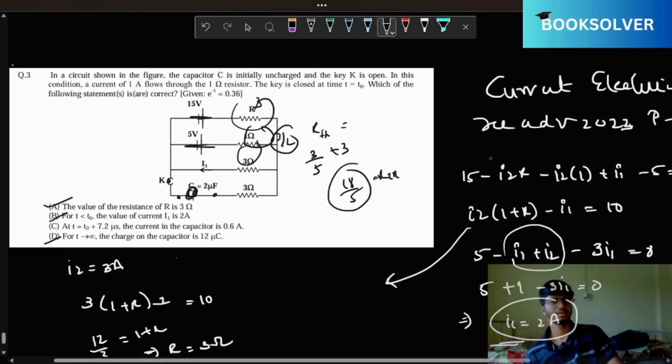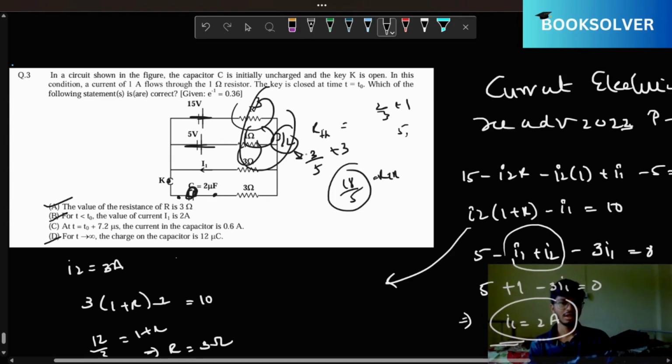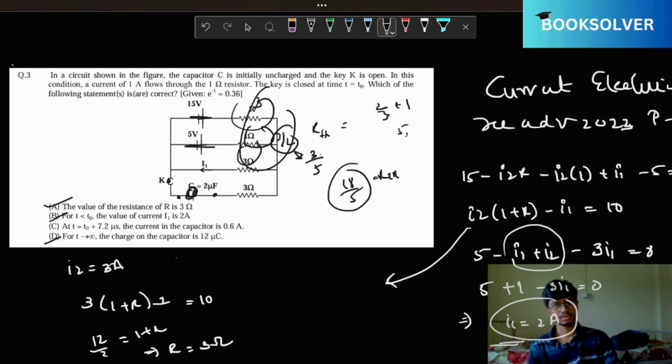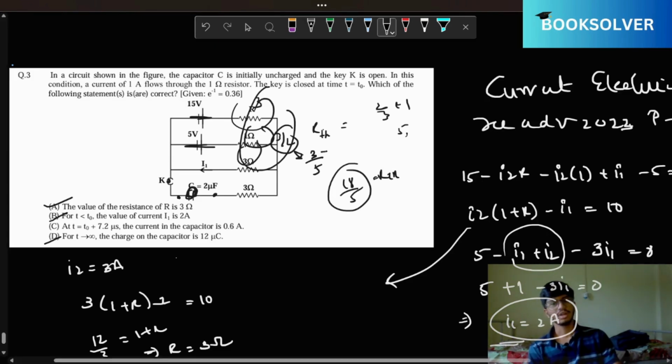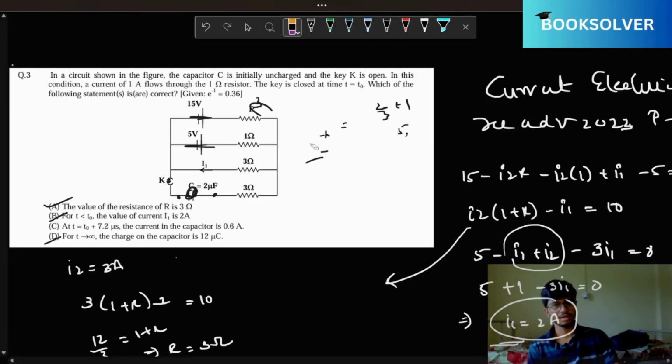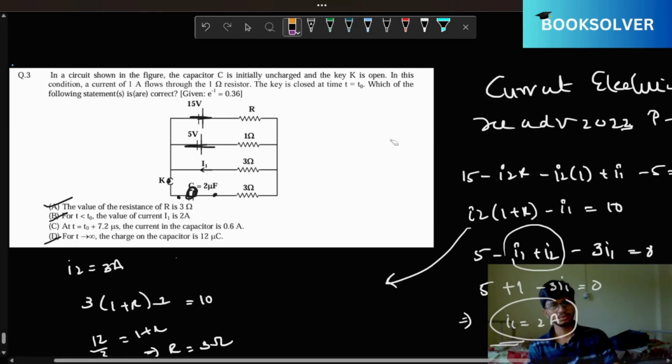Okay, I hope I'm correct. 2 by 3 plus 1 is basically 5 by 3. So 1 by this would be 3 by 5. This whole thing is 3 by 5, and then you add 3 to it. Then no, you won't add 3 to it, right? Because this thing is open, so there is no current flowing, right? No, we'll have to add. So 18 by 5. Okay, so we have R equal to 18 by 5 ohms.